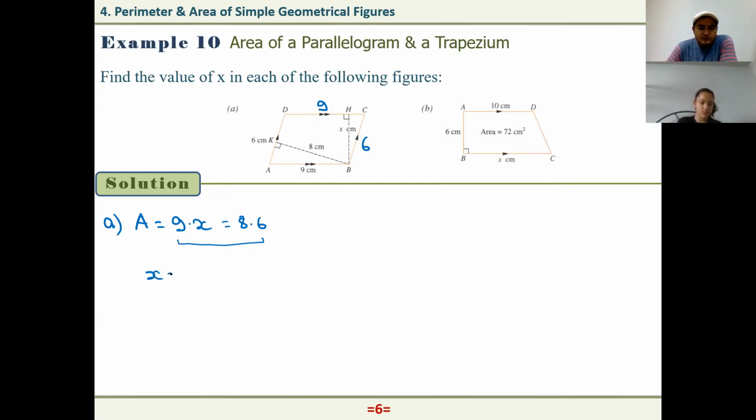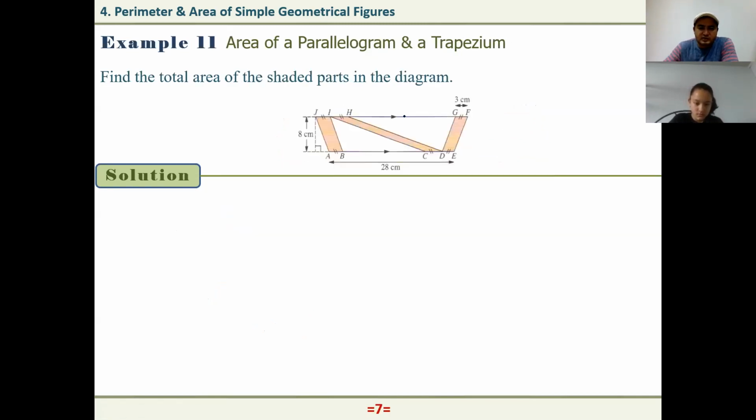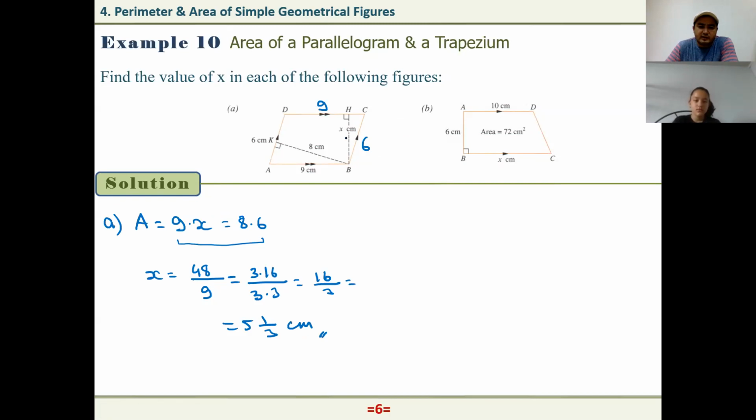So what is x? x equals 8 times 6, 48, and divide both sides by 9. Or we can simplify this first. 48 is, what is it? 3 times 16. And this one is 3 times 3. That's equal to 16 over 3, which is equal to 5 and 1 over 3 square centimeters. No? Just centimeters, because x is just a length. x is just a length, right?